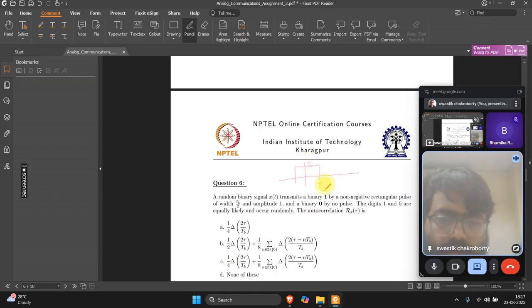So it gives you a pulse like this when it wants to transmit 1. And when it wants to transmit 0, it just turns off. No pulse. The binary digits 1 and 0 are equally likely to occur. You have to find the autocorrelation of this signal.